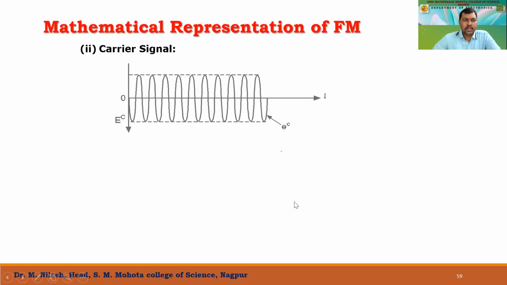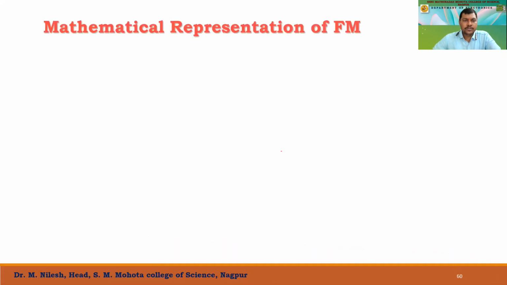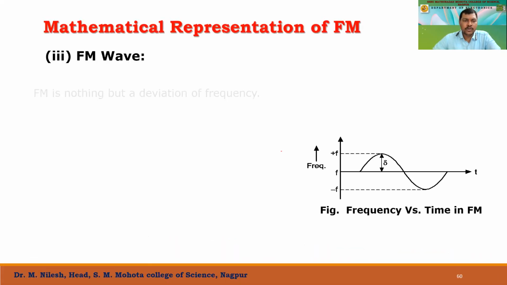Similarly, we have for the carrier wave, ec equal to Ec sin(omega c t plus phi), where Ec is the instantaneous amplitude, omega c is the angular velocity and is equal to 2 pi fc. fc is the carrier frequency, phi is the phase angle. Right? So we are going to keep phase angle and amplitude constant.